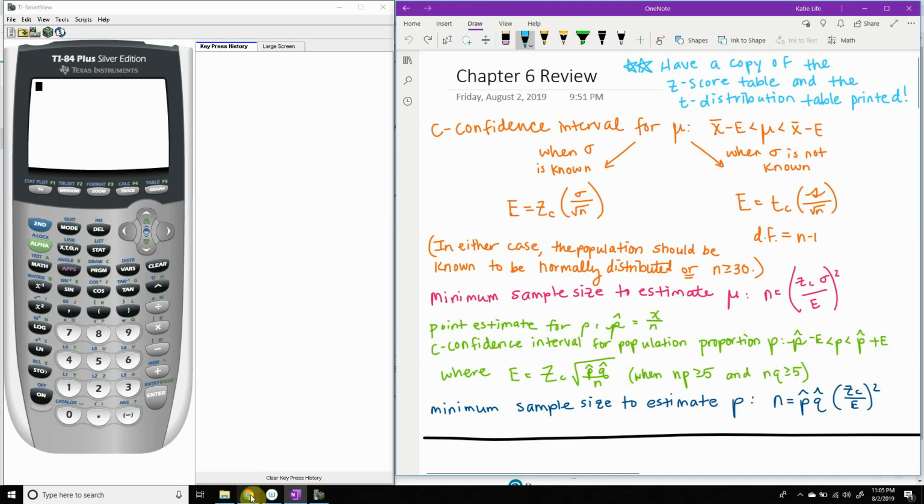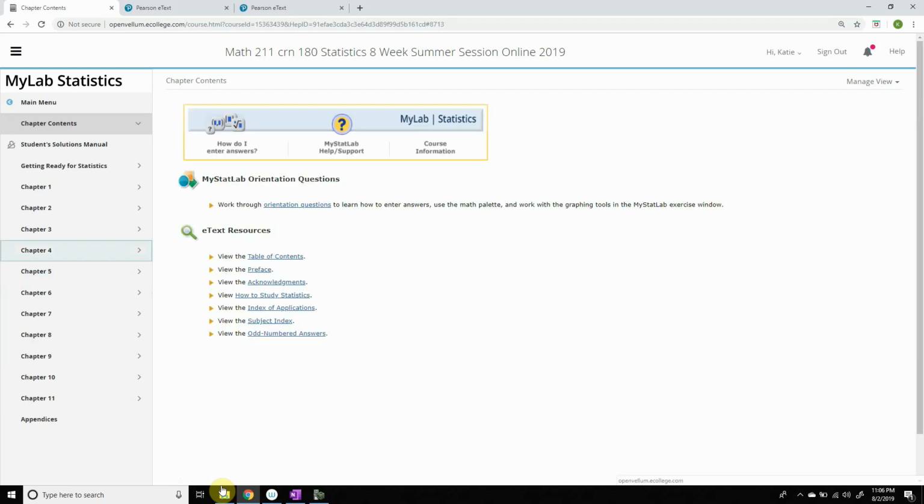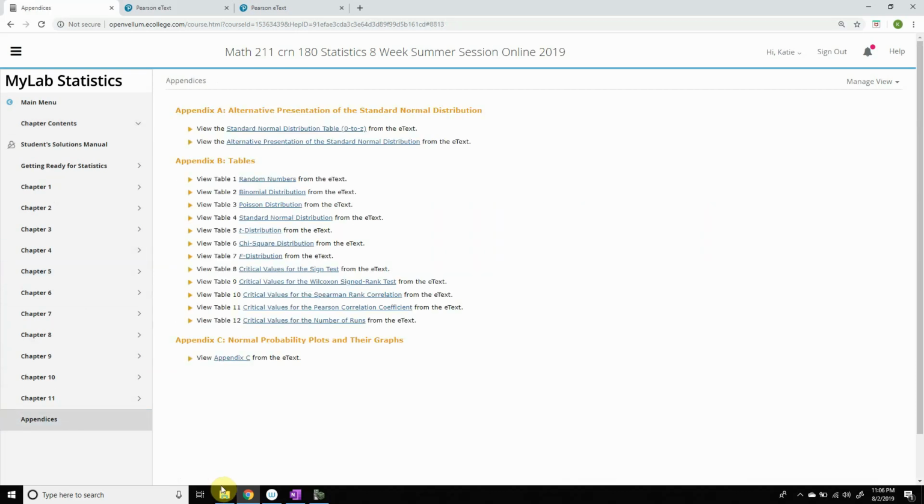You can find these in your textbook. I'll show you where that's at real quick. From the course homepage, you would go to the chapter contents tab, and then at the very bottom it says appendices. And there is table 5 is the t-distribution and table 4 is the standard normal distribution. There's technically 2 pages with table 4 because you have negative z-scores and positive z-scores, and that's 2 different pages in the textbook. So 2 tables go along with table 4, and table 5 is the t-distribution with your degrees of freedom.